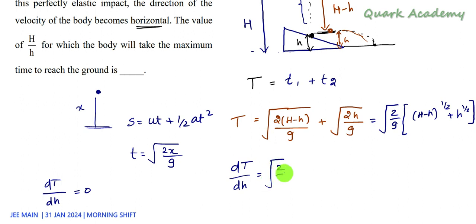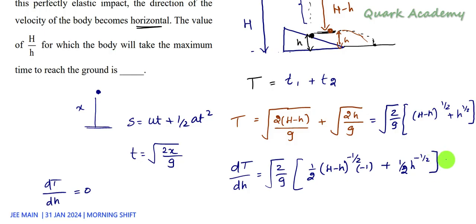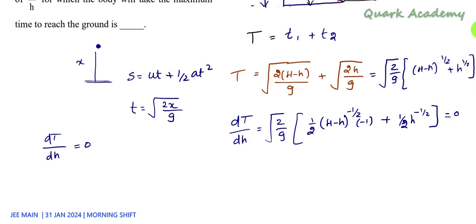So we get root of 2 by g. This will become negative 1. Okay, can write in this way. 1 by 2 into H minus h power negative 1 by 2 into negative 1. So I have used the chain rule, and plus 1 by 2 h power negative 1 by 2. And this should be equal to 0.